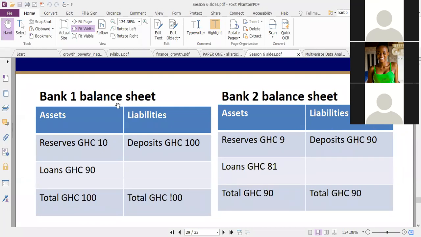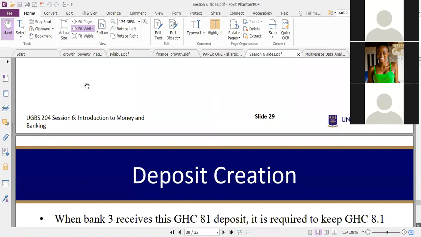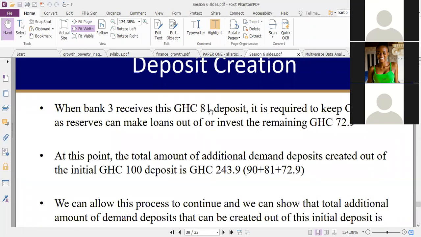Looking at the balance sheet of the first bank, someone gave them 100 cedis and they kept 10 cedis and gave out 90 as a loan. The person took this money to another bank. The bank took 10% of it and gave out 81 as a loan to another person. That person also went to a third bank and deposited 81 cedis. That bank is also supposed to keep 10% of this 81, which is 8.1 cedis. So that bank has the right to give out only 72.9 Ghana cedis as a loan.